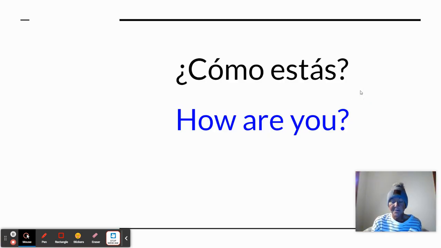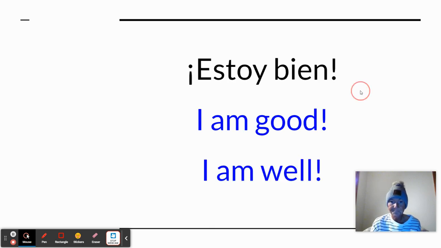The first one we're going to do is actually a question, and it's a very common question in Spanish. ¿Cómo estás? And that means, how are you? This is a way you can answer the question, ¿Cómo estás? And we're actually going to go through quite a few ways you could answer this question. There are many others, but these are the ones we work with. One thing you could say is estoy bien, which means I am good or I am well.